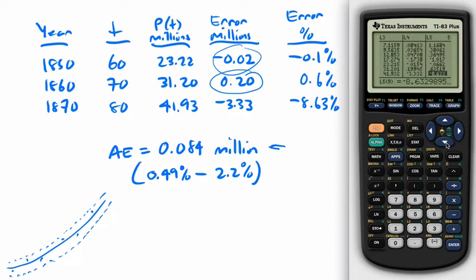When we went to 1850, the 1850 prediction was still within those dashed lines. The model performed in 1850 as well, if not better, than it performed over the data set. So that's beautiful.